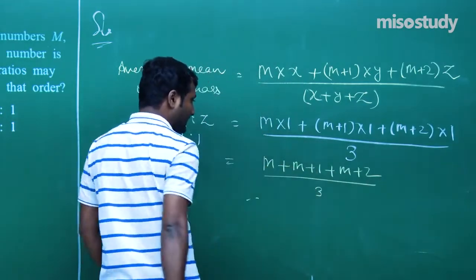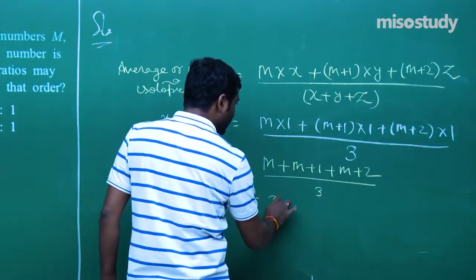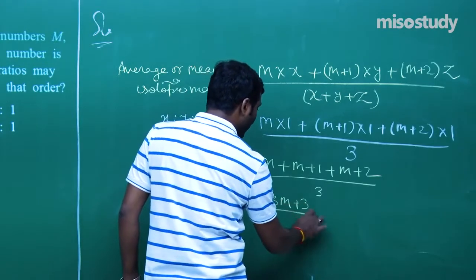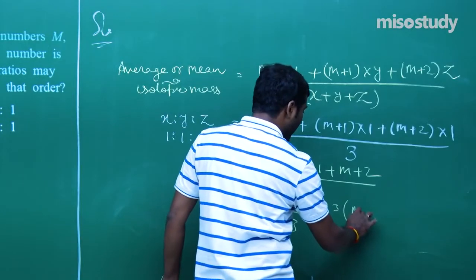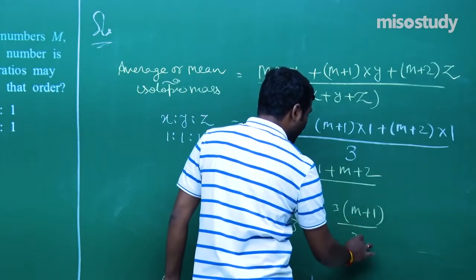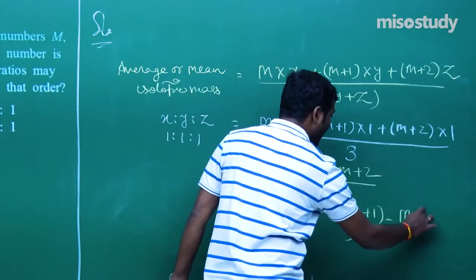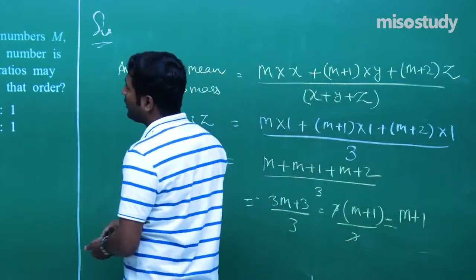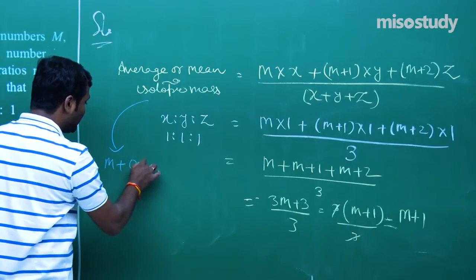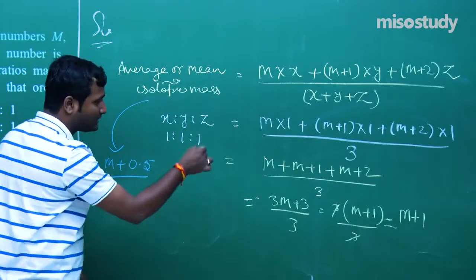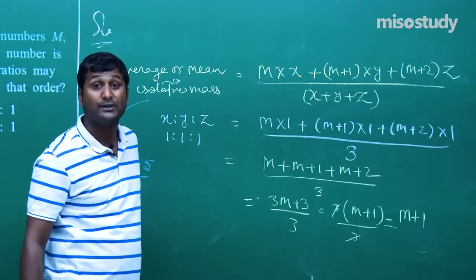That is 3m. Clear to you? Plus 3 divided by 3. Am I right? Yes, sir. Now common is 3. That is (m plus 1) divided by 3. That is, the answer is m plus 1. Now check it out. But here the average value according to the question is m plus 0.5, not m plus 1. So the first option is not correct.